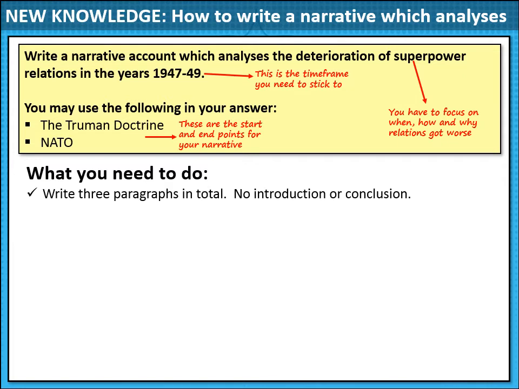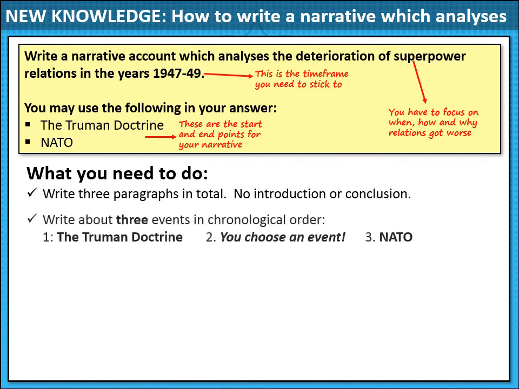So what do we need to do in our answers? Well, we're going to write 3 paragraphs in total, and you don't need an introduction or a conclusion here. We're going to need to write about 3 events in chronological order. Now, the first event is going to be the Truman Doctrine. The last event is going to be the creation of NATO. The middle event in our story is down to you. So you can choose an event of your own to go in the middle there.